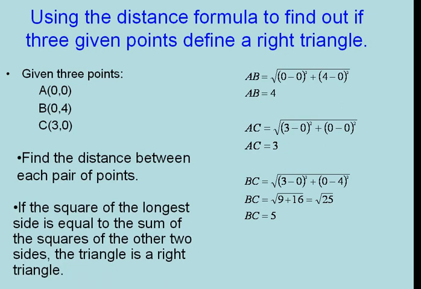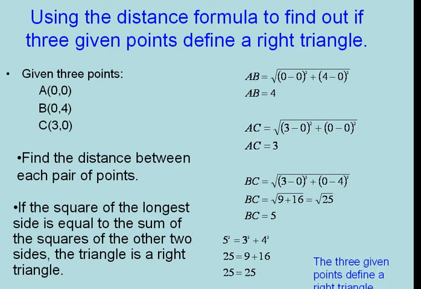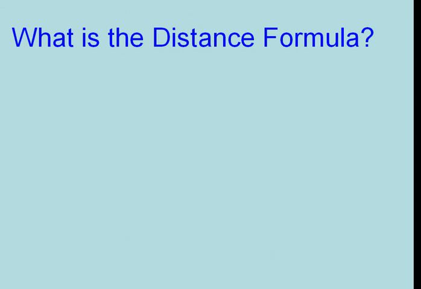The Pythagorean theorem states that if the square on the longest side is equal to the sum of the squares of the other two sides, the triangle is a right triangle. BC is the longest side, so we have to prove that 5 squared equals 3 squared plus 4 squared, and it does. 25 equals 25. So we know that the 3 given points define a right triangle.